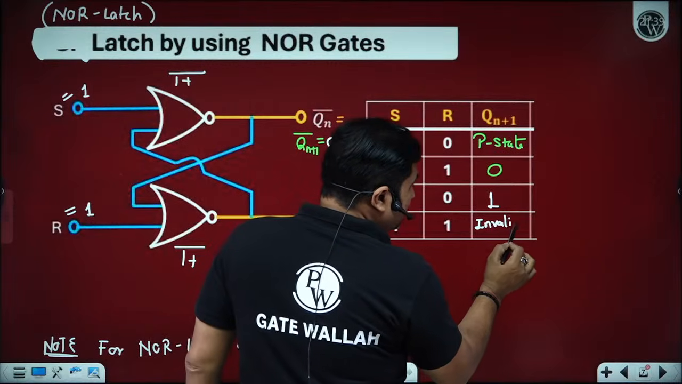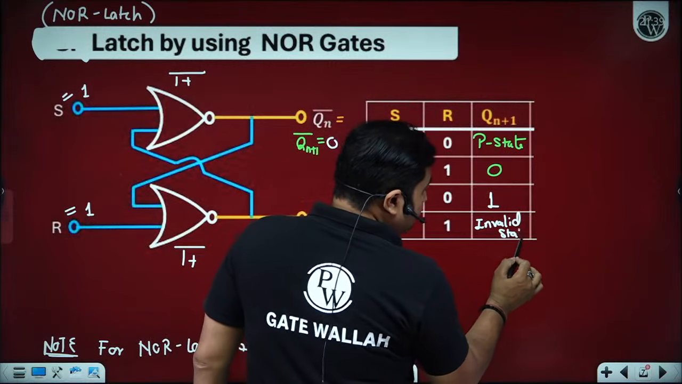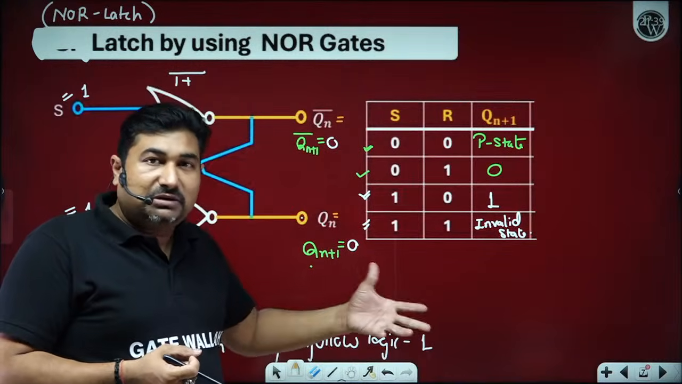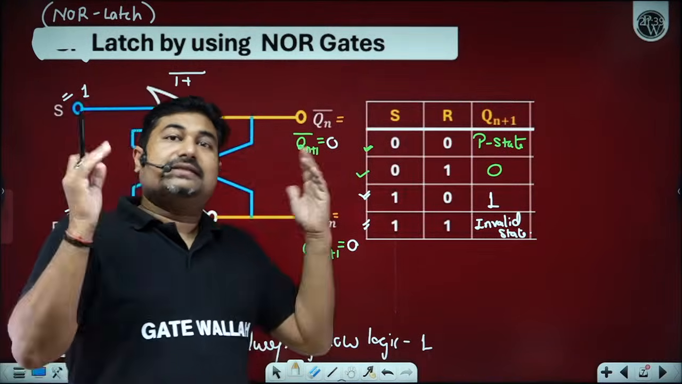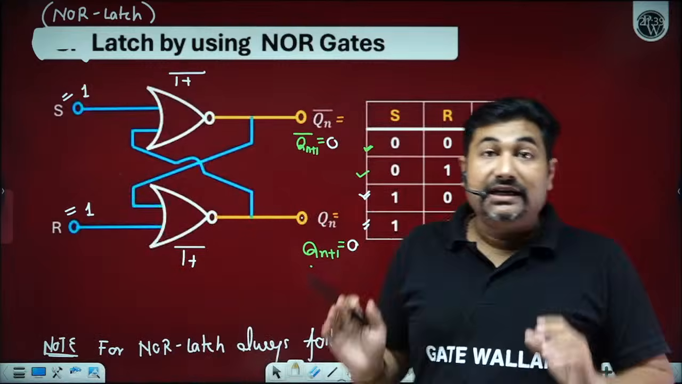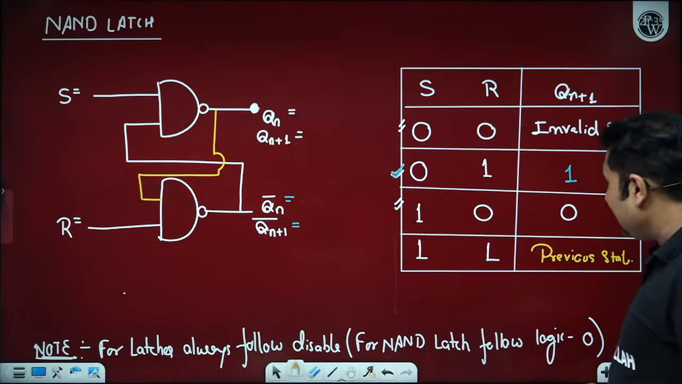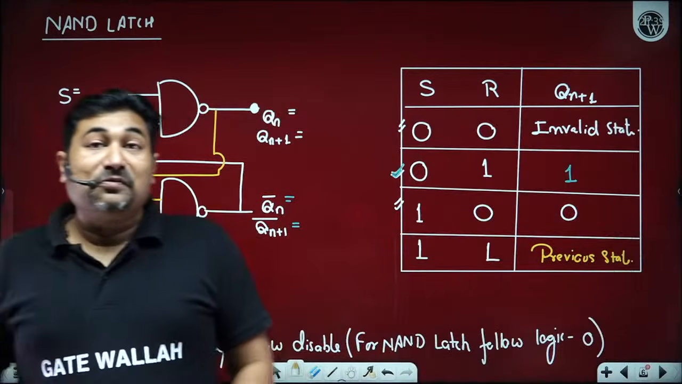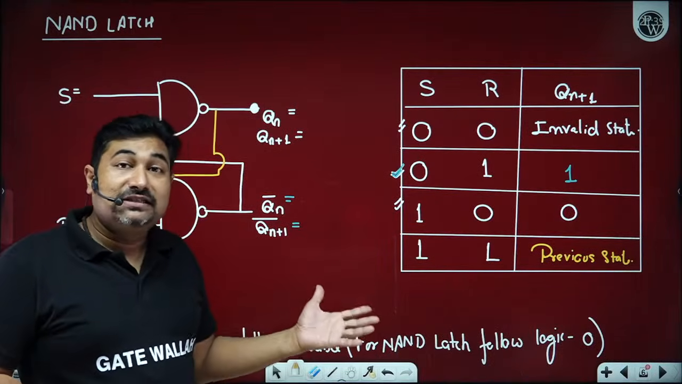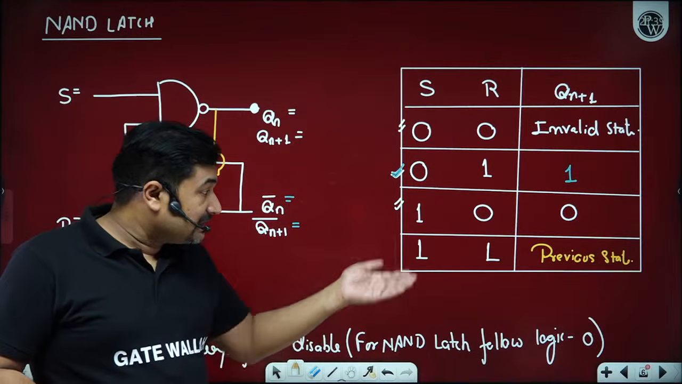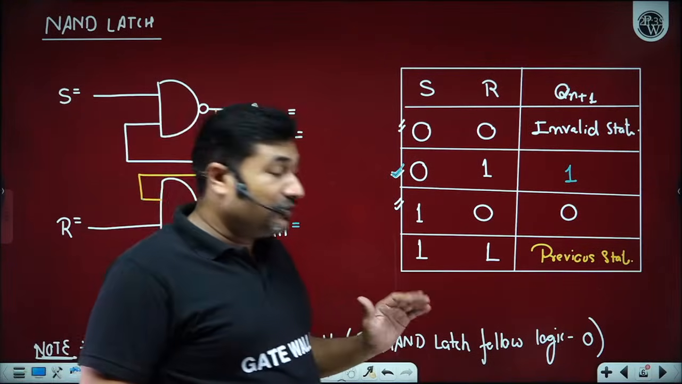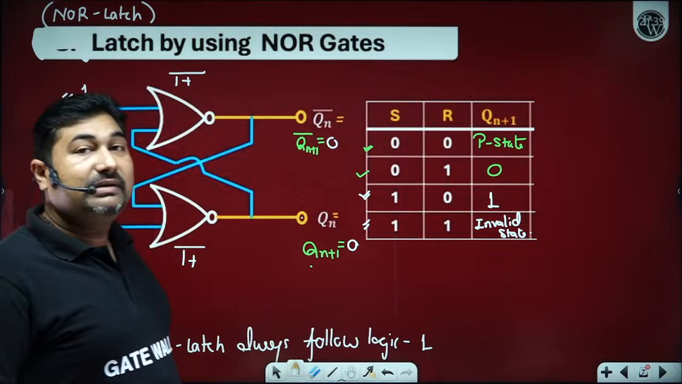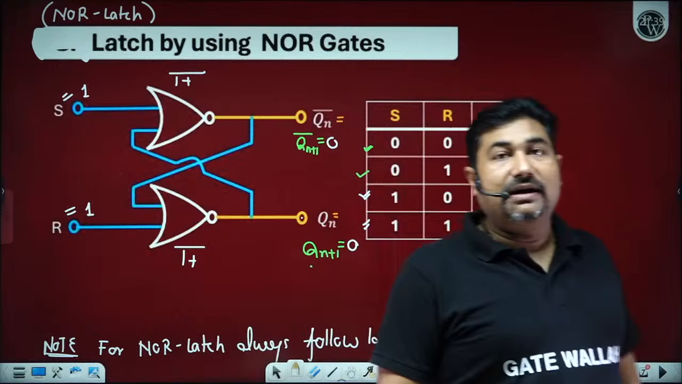Now mostly students just try to memorize this particular truth table and say 1, 1 is disabled. 1, 1 is invalid. 1, 1 is invalid for a NAND latch or a NOR latch. Very important. Please observe. For a NAND latch, 1, 1 is the same as the previous state. However, if the latch is designed by using NOR gate, 1, 1 will become invalid and 0, 0 will become the previous state.